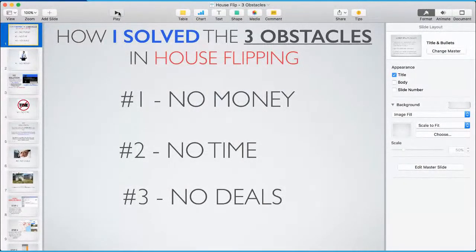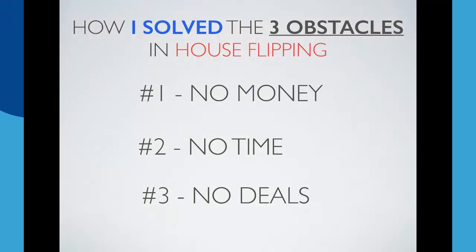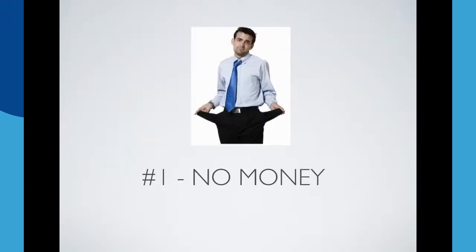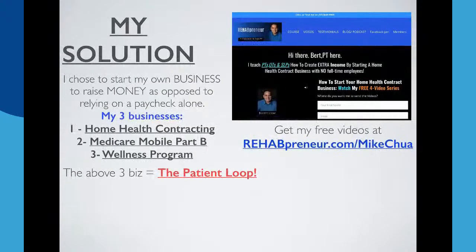Okay, so here we go, guys. I'm gonna play this. Okay, so how I solved the 3 obstacles in house flipping. So we're diving in real quick. The 3 obstacles are no money, no time, no deals, okay? So no money, okay? That's the #1 problem. I wanna get into real estate, but I got no money, okay? Well, we'll find money, okay? So how do you find money?